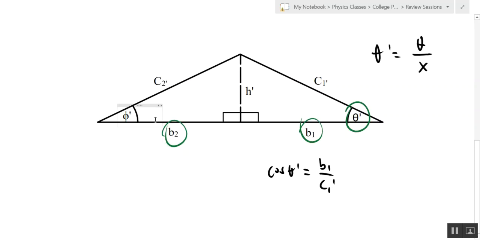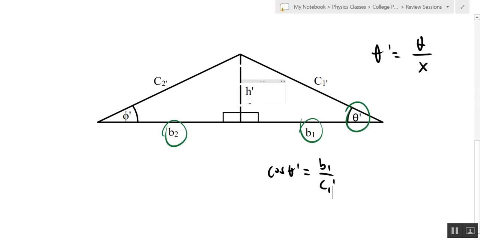Okay, let's look at the second triangle. What do we know immediately about the second triangle? All we know is B2. That's it. We don't know phi prime, we don't know H prime, we don't know C2 prime. So can you find C2 prime if the only thing you know is B2? Is there any way to find what C2 is if the only thing that you know right off the bat is B2? No, there's no way you can do that. You need to find something else, right? Does everyone understand? If you only have one side of a triangle, you cannot find anything else related to the triangle. You need at least one more side or an angle, right? So does anyone have an idea how we can find another side?